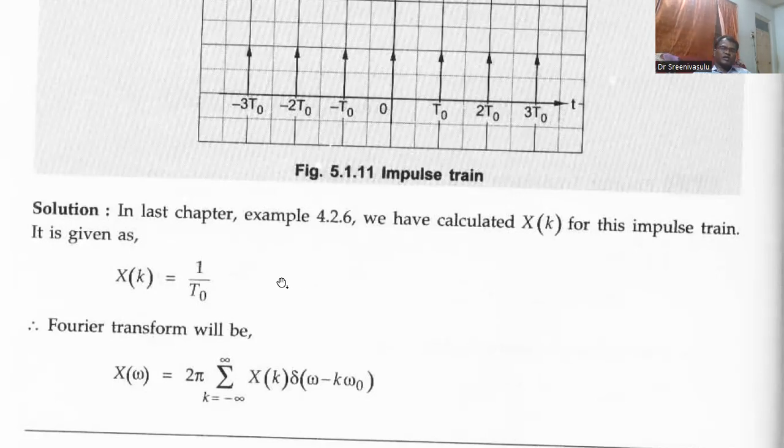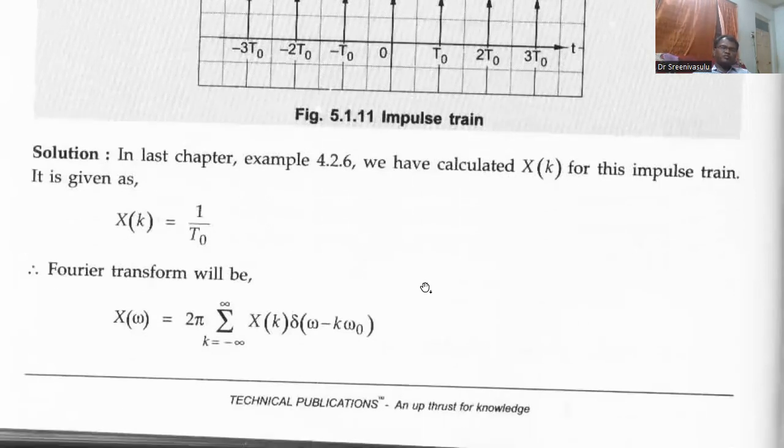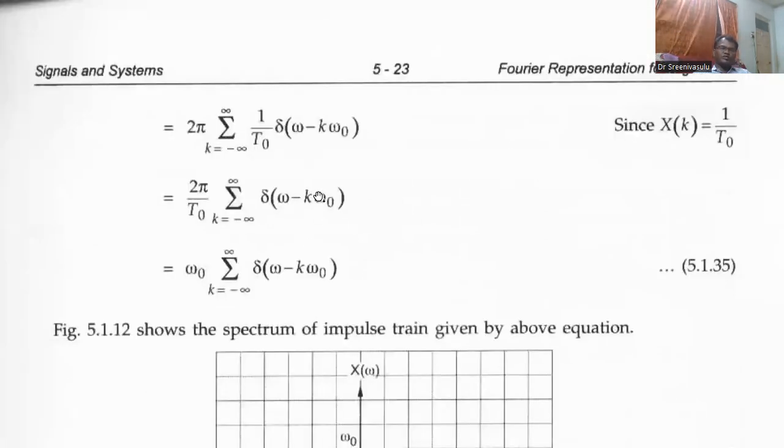Here it is given straightaway, but this X of k is obtained from the Fourier series form. So you substitute this 1 by T naught here. Anyway it is a constant, so you write it outside: 2 pi by T naught, you know it is omega naught. So summation of k equal to minus infinity to infinity delta of omega minus k omega naught.